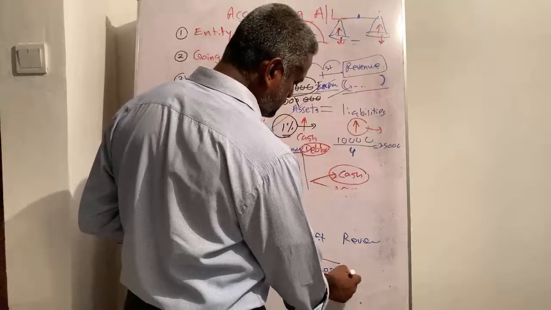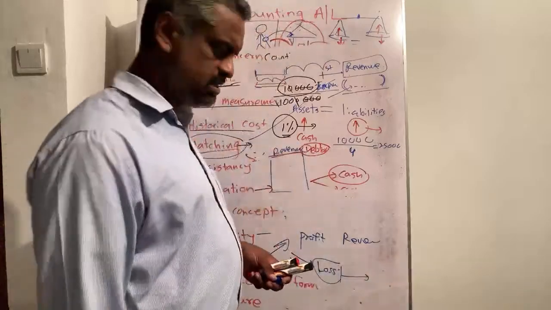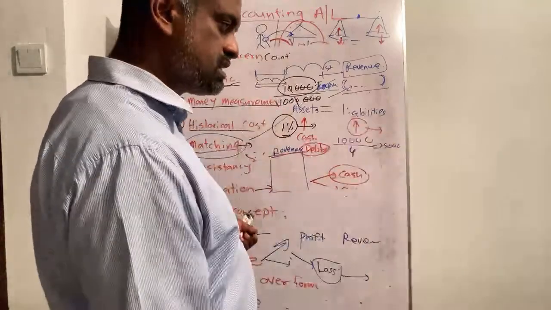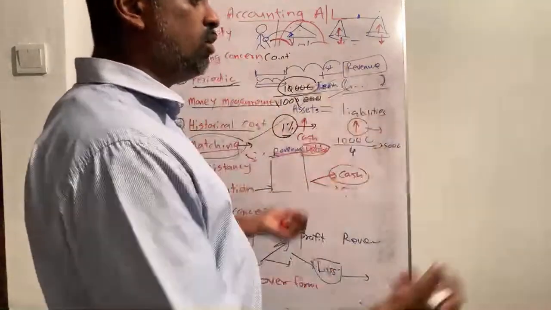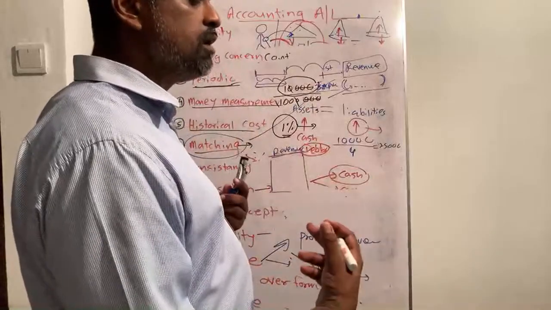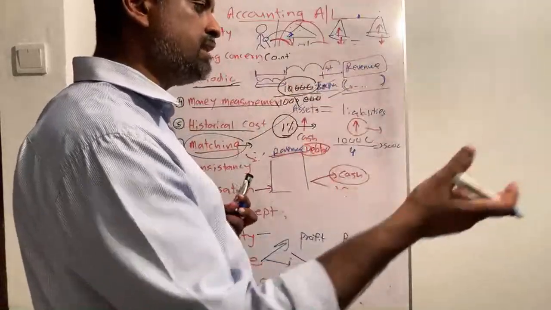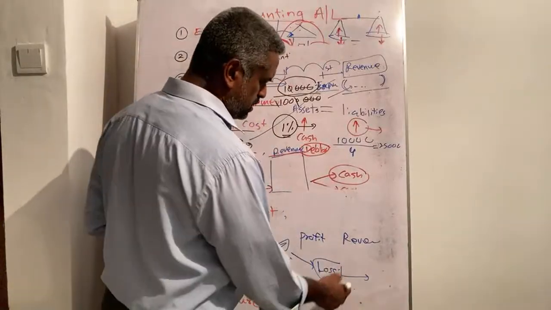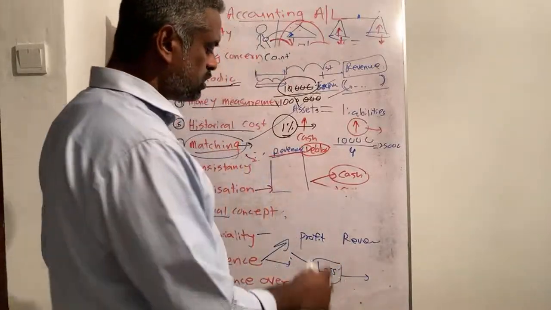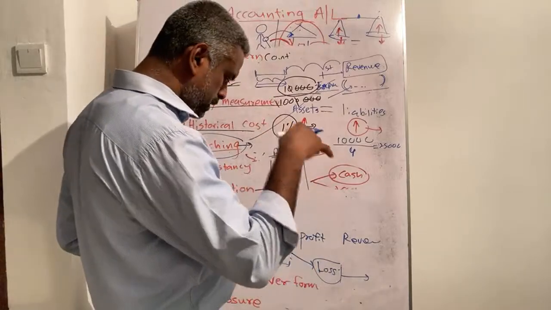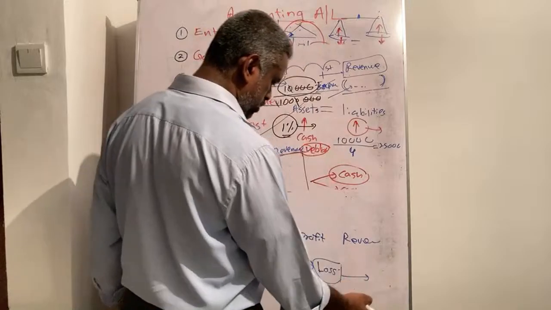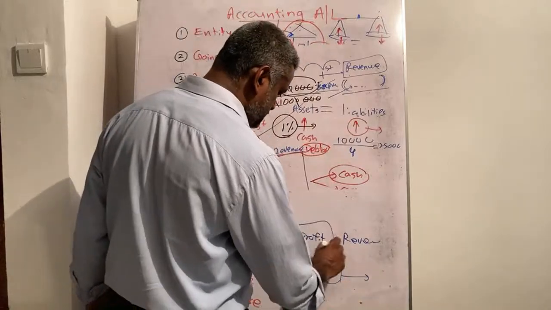The owners will be discouraged. Owners are investing in the company, in the firm, in the business, but owners get a lesser amount than they expected. So then what will happen? Owners will be discouraged. You cannot purposefully reduce the profits and revenue, and also you cannot overestimate the profit.